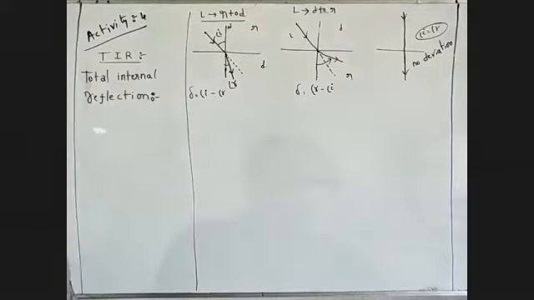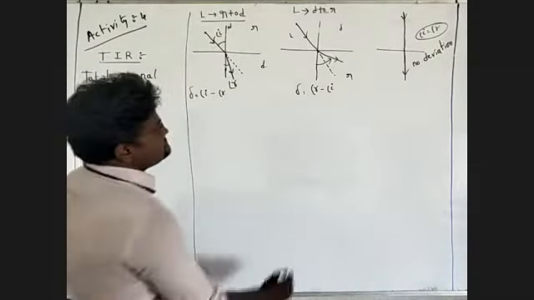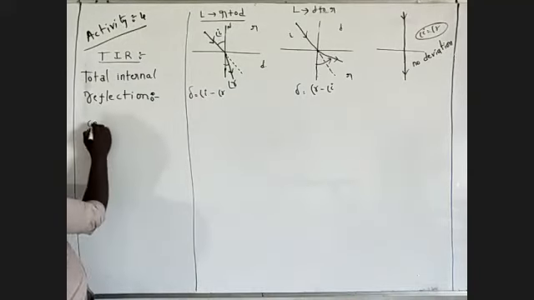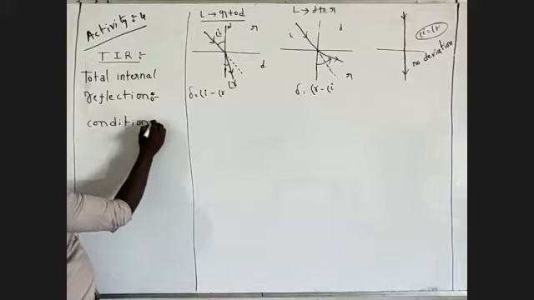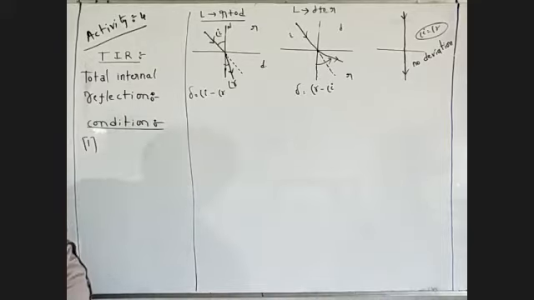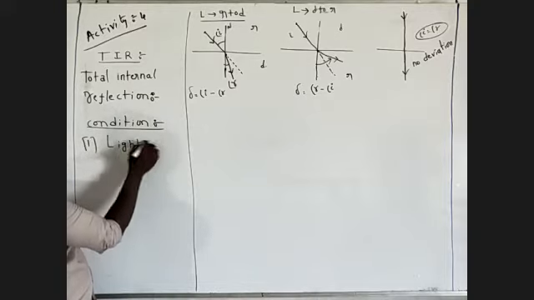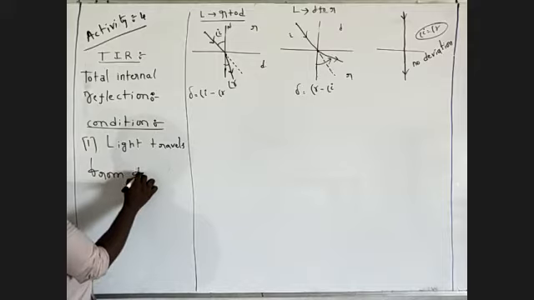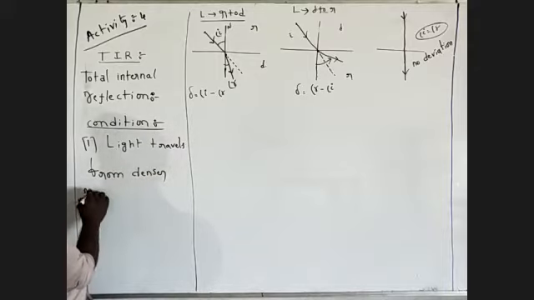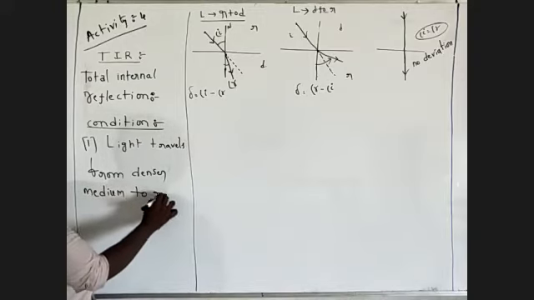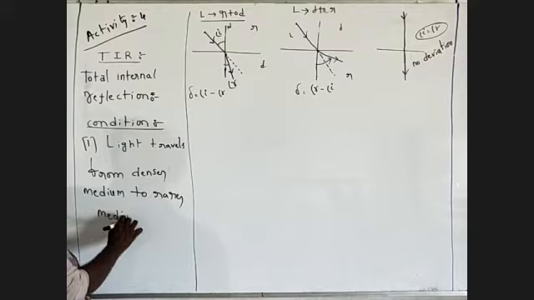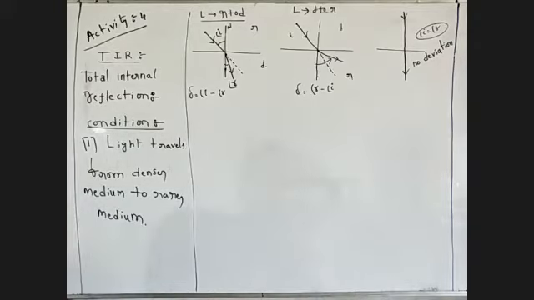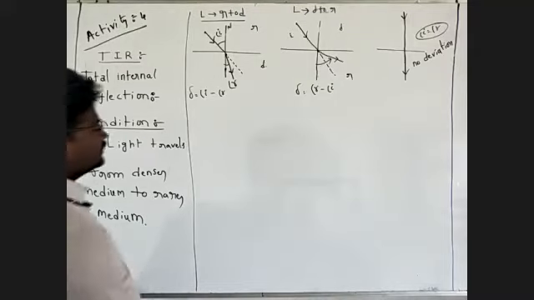Now you will see total internal reflection. Condition number one: light travels from a denser medium to a rarer medium. Light should travel from the denser medium to the rarer medium. That is a very important first point.